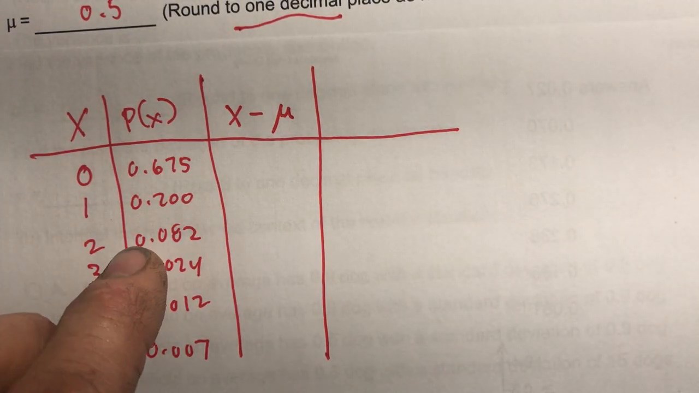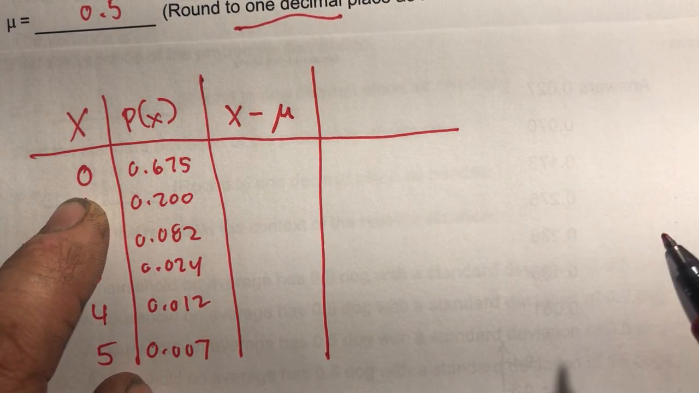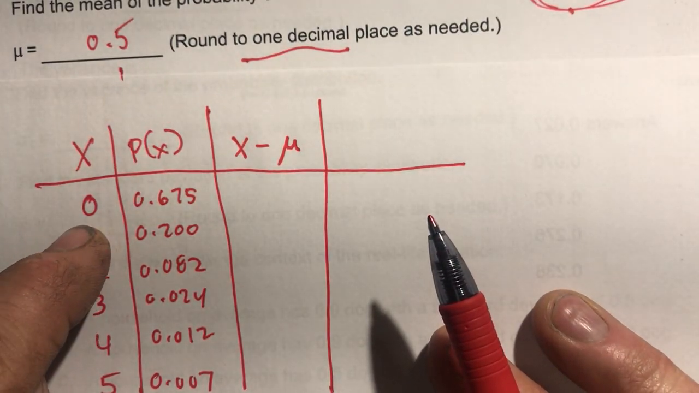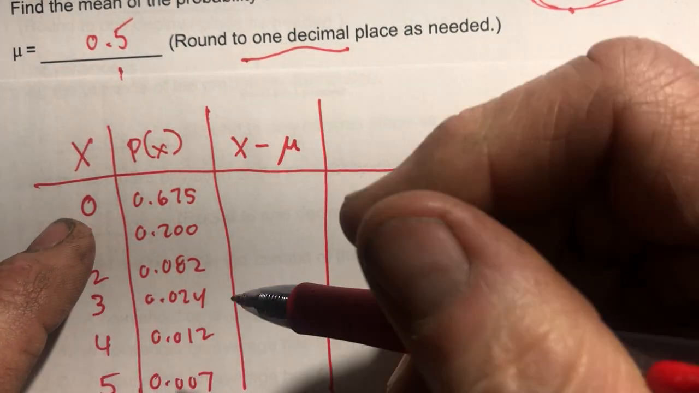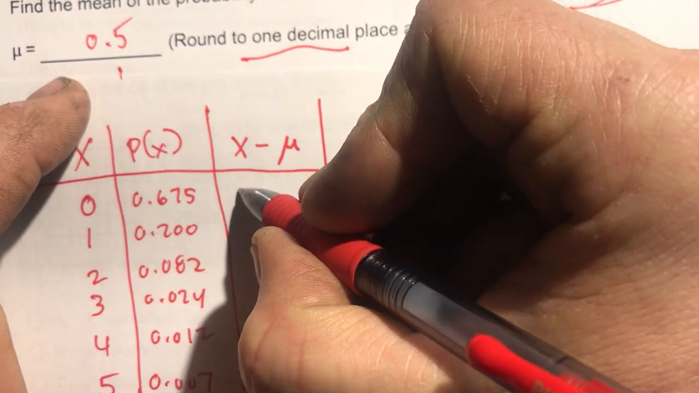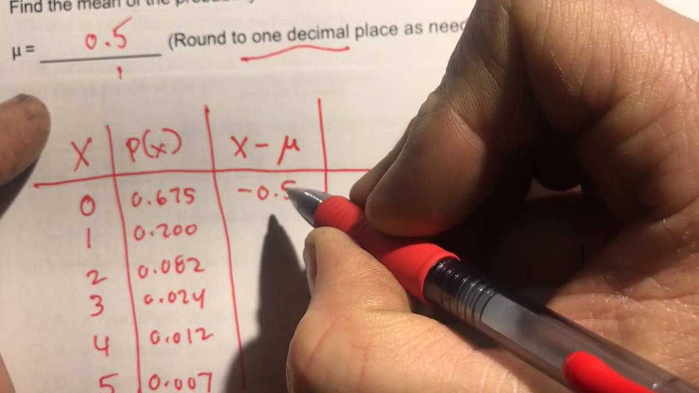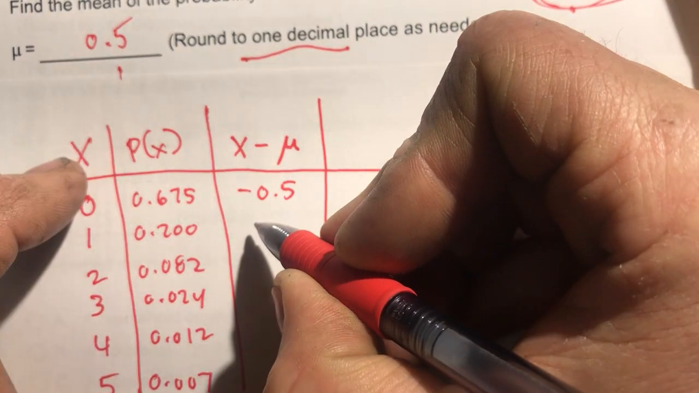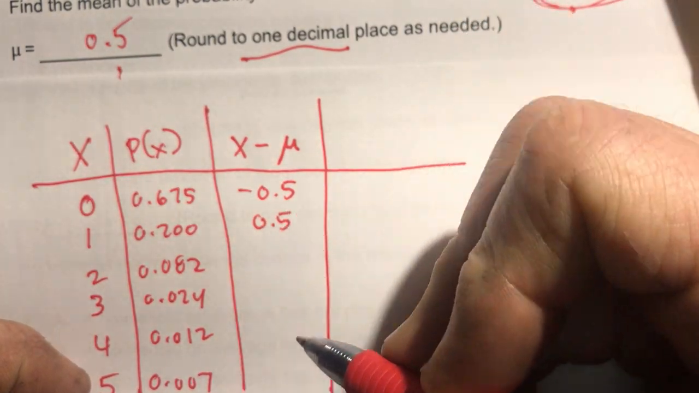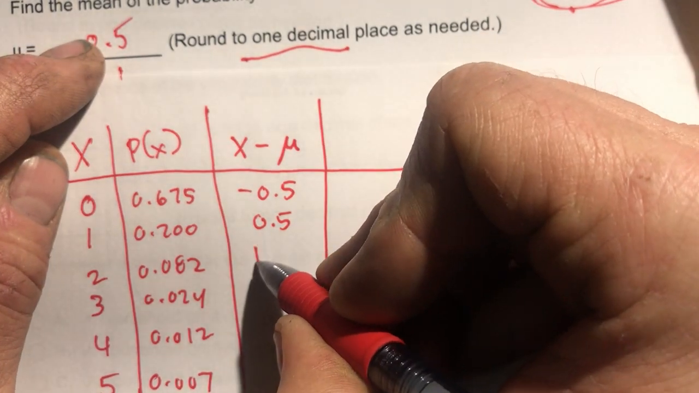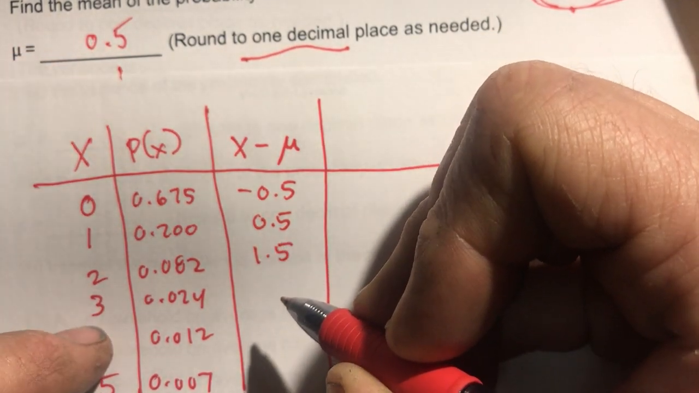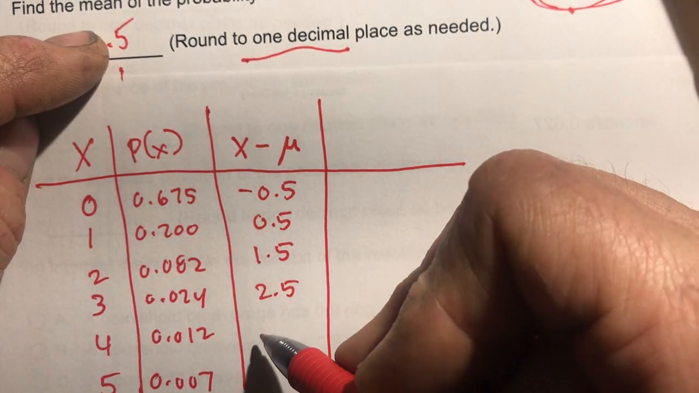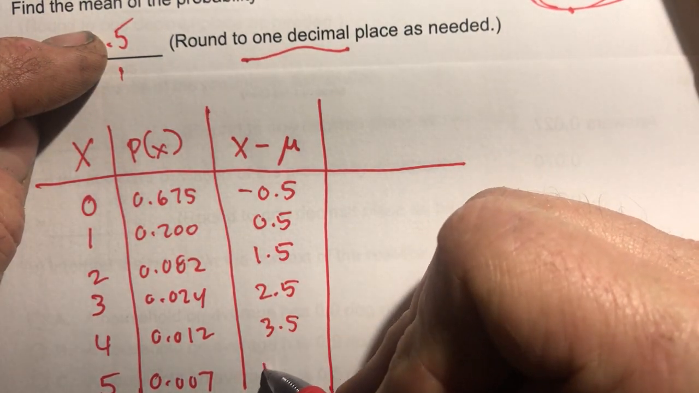Now, my average we just found is 0.5. So I'm going to do 0 minus that. 0 minus 0.5 is negative 0.5. Now do 1 minus that. 1 minus 0.5 is positive 0.5. 2 minus 0.5 is 1.5. 3 minus 0.5 is 2.5. 4 minus 0.5 is 3.5. And this would be 4.5.